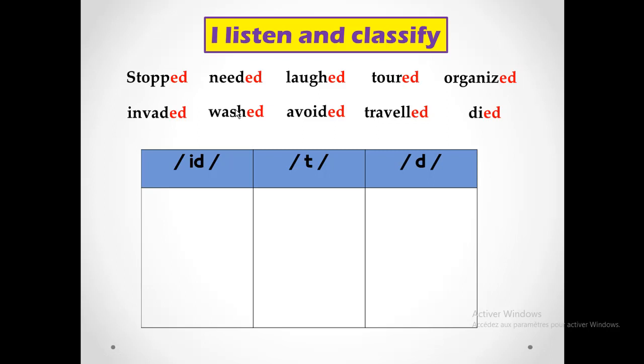So now we are going to see the answers. Stop, it finished with p. So it is stopped. Needed. It finished with d. It is id. Love. We have f. It is loved with a t sound. Tour. We have r. It is toured.